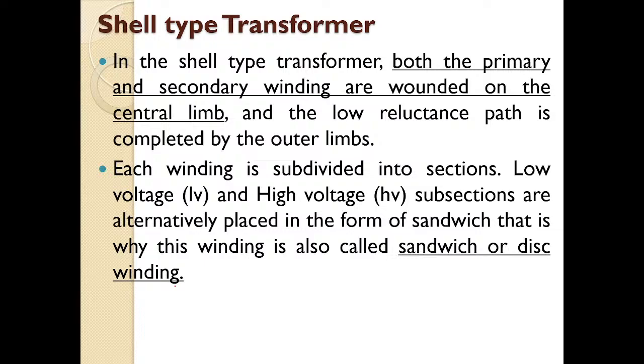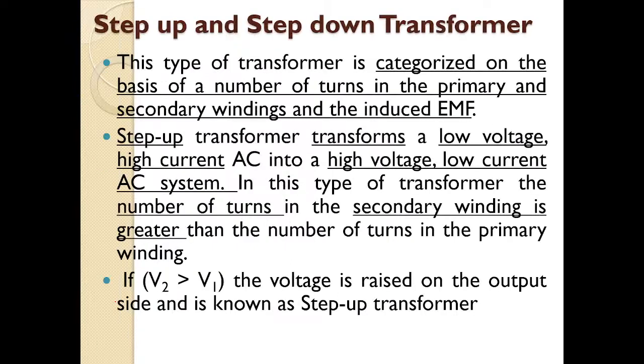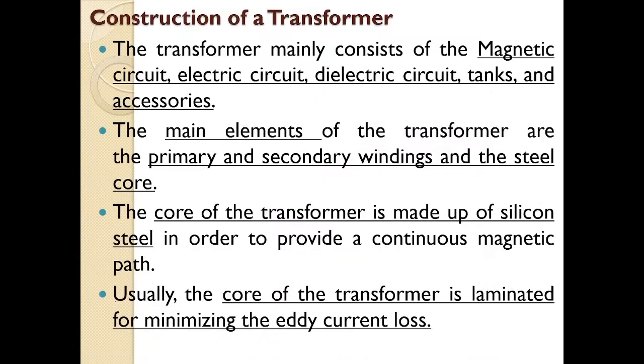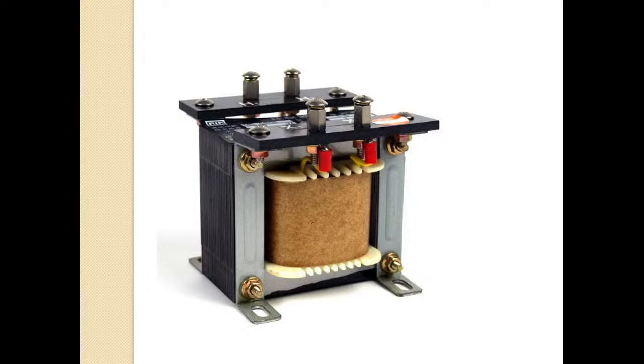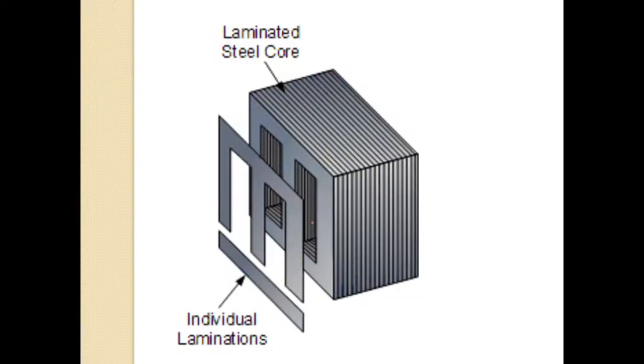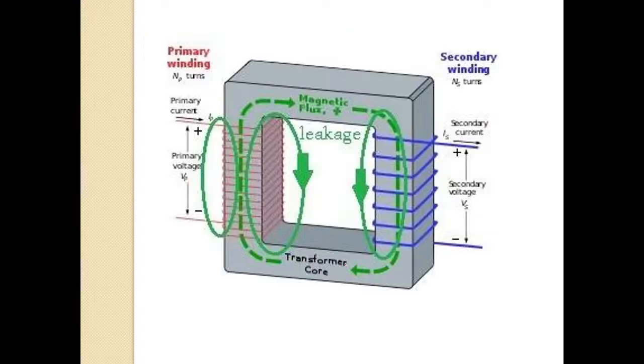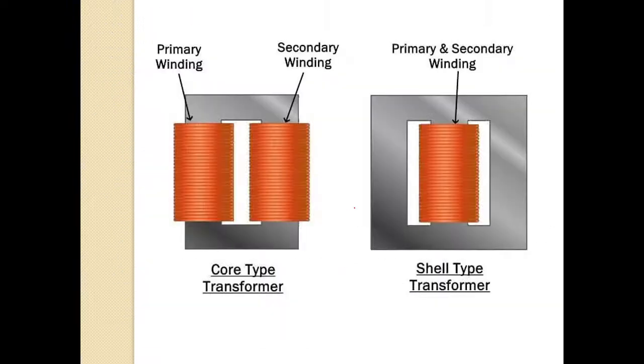So this is our shell type. I'm sorry, I didn't show you. This is our shell type transformer. Let me see whether I have shell type somewhere. Yeah, this is our shell type transformer. You can see it has three limbs: limb 1, limb 2, and limb 3.